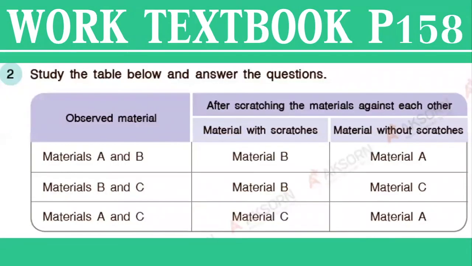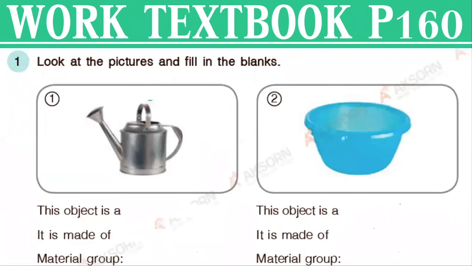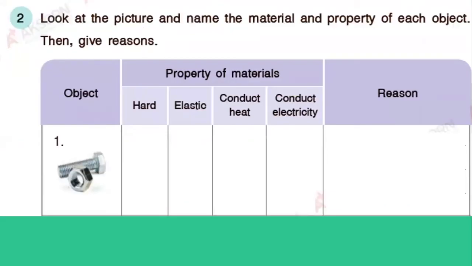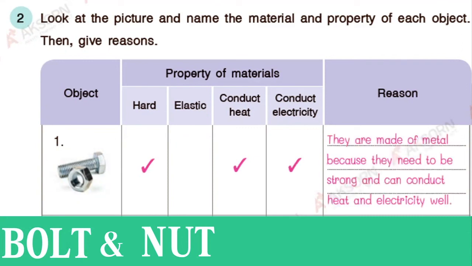And we made 4 exercises together. We studied the table and answered the questions. We looked at the pictures and filled in blanks, and one more time on page 160, exercise 1. And we looked at the pictures and named the material and property of each object, and also gave reasons. So yeah, that's all for today. Thank you very much.